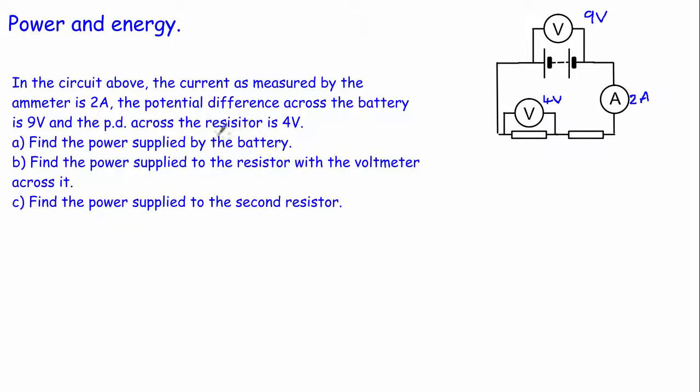I want to find first of all the power supplied to the battery. So power equals current times potential difference, as we've just seen. So the current going through this battery is 2 amps.